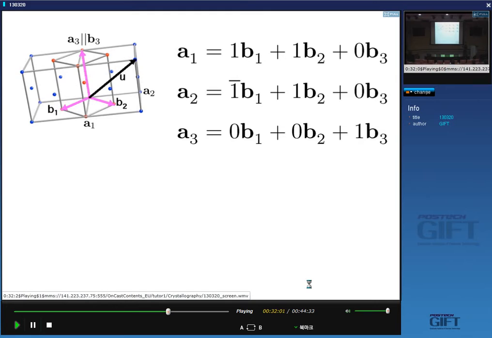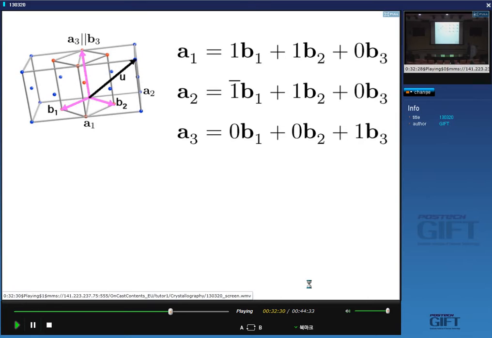Yeah, can you see that? A1 is equal to B1 plus B2. So A1 equals 1B1 plus 1B2 plus 0B3. A2, which is over here, is minus B1 plus B2 and 0 along B3. So I have bar 1, 1, 0. And A3, of course, is equal to B3. And therefore, we have A3 is equal to 1B3.